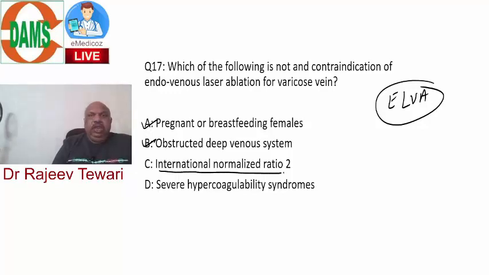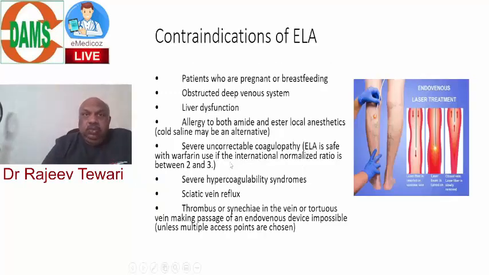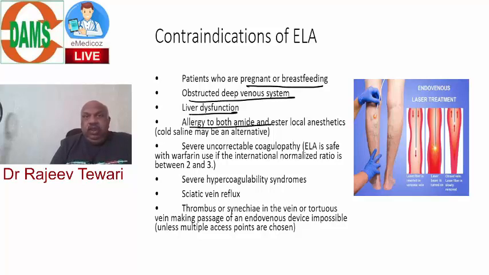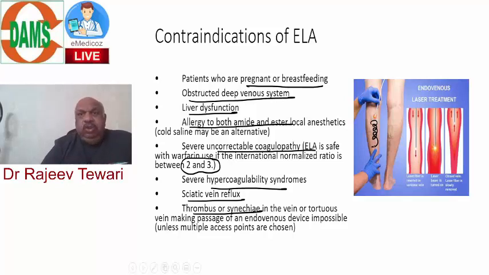International normalized ratio less than 1.2 is ideal, but 2 is not a contraindication. This is not a contraindication, you can give. And severe hypercoagulable syndrome, yes, this also you should not do. So pregnant and breastfeeding, obstructed deep vein, liver dysfunction, allergy to any amide or ester LA cannot be given, uncontrolled coagulopathy, but between 2 and 3 it is okay. You can go for this. Hypercoagulable state, saphenous vein reflux, and thrombus or synechiae. The veins are very tortuous and having multiple blocks. Now probably you cannot do this. So these are the contraindications of endovenous laser ablation.